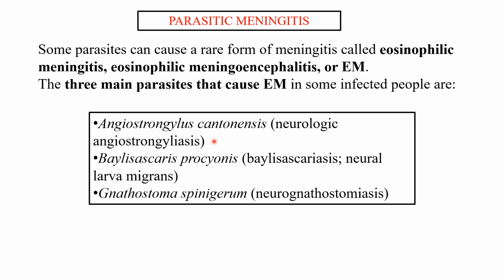So why is this important? It is important because this is a PG entrance question, and especially they will be asking about the animals. For example, A. cantonensis, people get infected by eating raw or undercooked snails or slugs.